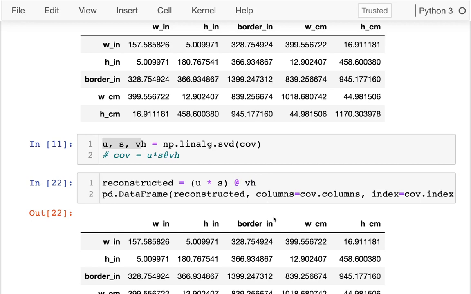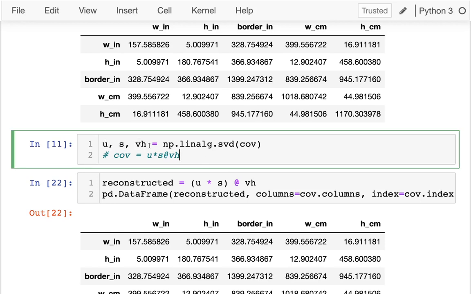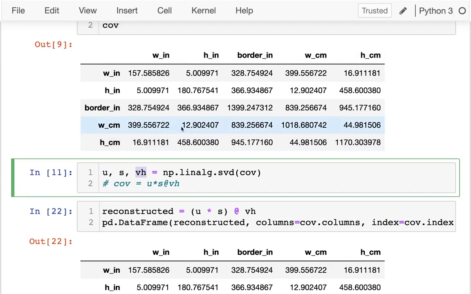Okay, so I'm going to give you some practice with that, and then we'll come back and talk about the interesting parts of this, and in particular the S and the VH hold some very useful information about the variance in this matrix.